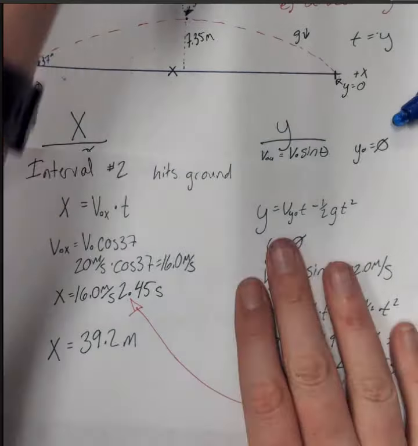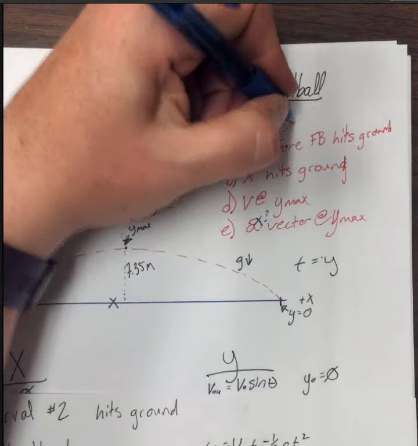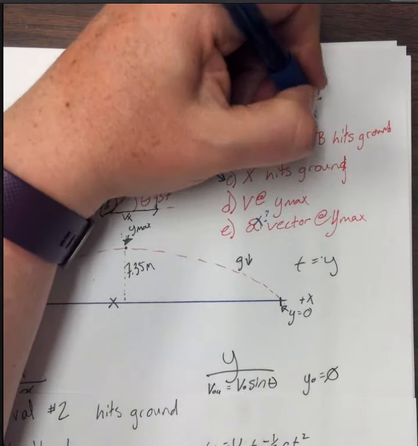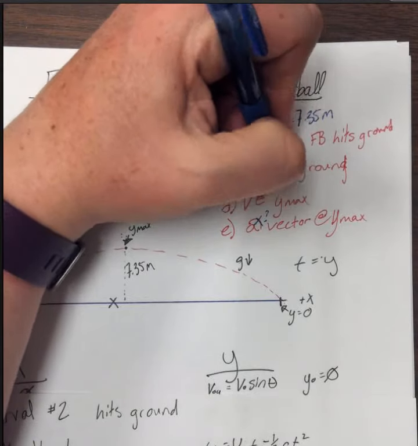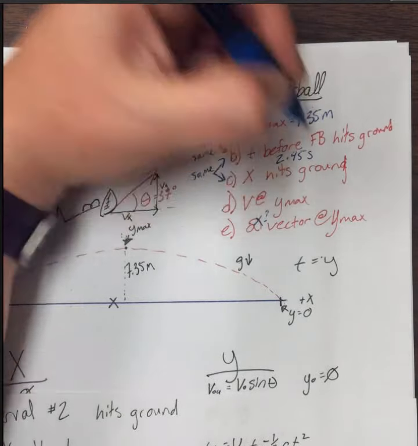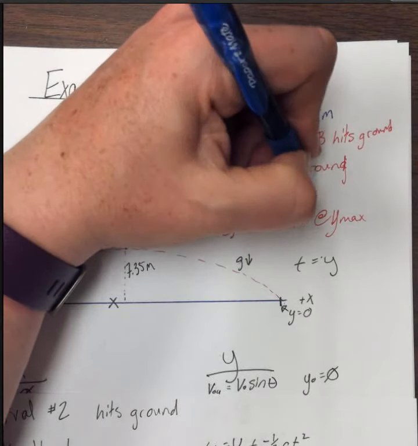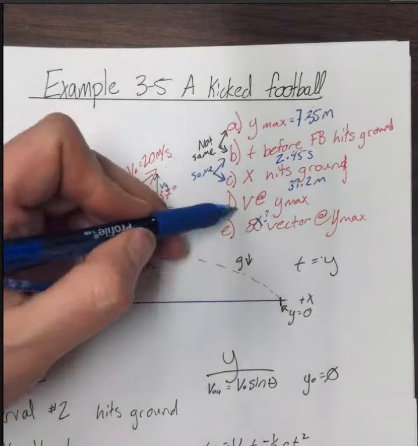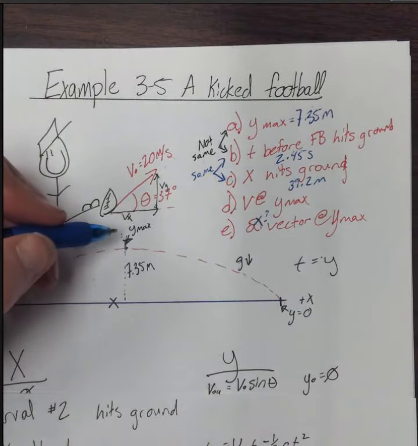What have we solved for? We found y max. Y max was 7.35 meters. We found the time before it hit the ground. We found that to be 2.45 seconds. We found the x when it hit the ground. That was 39.2 meters. The velocity at y max, well, my max was right here. We actually used that when we solved.